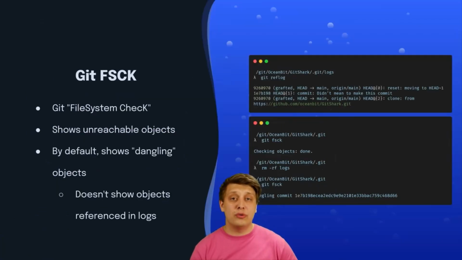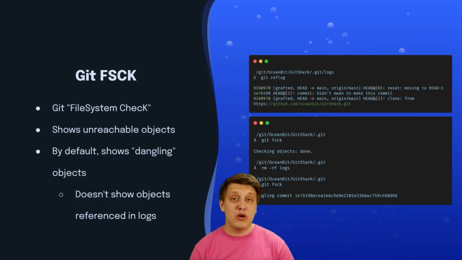We can find these unreachable objects with git fsck, which stands for Git File System Check. Let's go ahead and run it. Given the example from before, where we've reset hard on the main branch, we'll see that git fsck doesn't actually give us any information, but we know there's an unreachable commit because we've reset it. It's important to note that git fsck does not show unreachable commit objects that are tracked within the logs folder. So temporarily, let's go ahead and get rid of that folder.